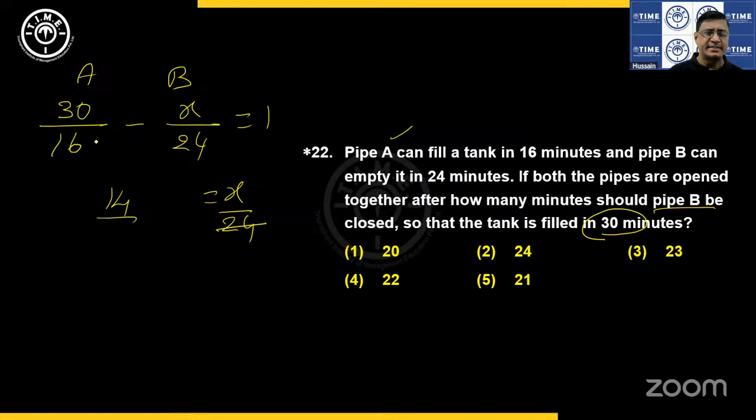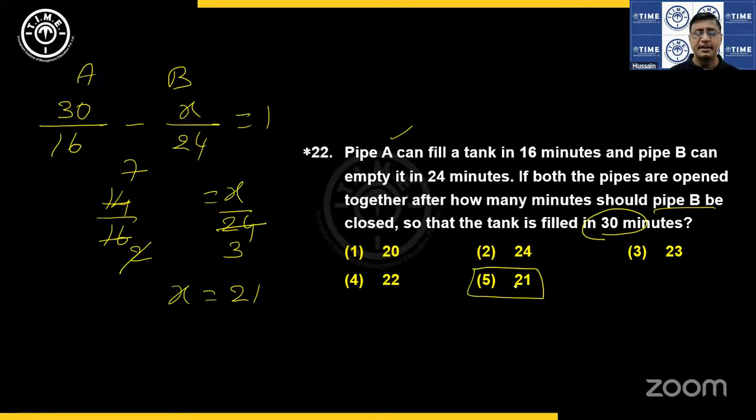30 by 16 minus 1 is equal to 14 by 16. Okay. Now, what is the cancellation? 8 2 times, 8 3 times. What about 2? 7 times. The value of x is equal to 21. What is 21? That is the time that B should be closed. After how many minutes should pipe B be closed? Means after 21 minutes. Okay.